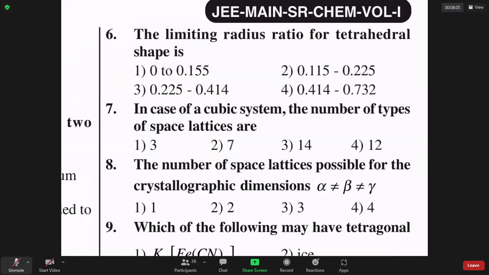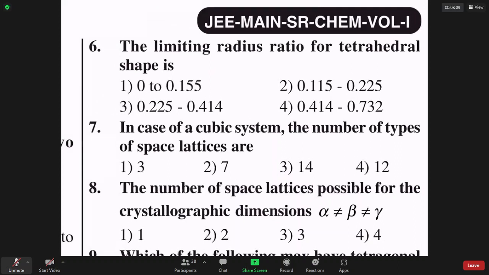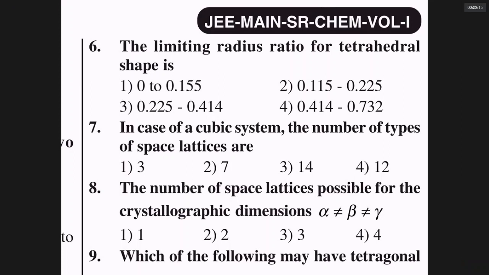What is the limiting radius ratio for a tetrahedral void? What is R plus by R minus for a tetrahedral void? It is between 0.414 to 0.732. This I will prove using trigonometry in the video which I am going to send. Actually, this is not there in the NCERT. But I would say that for an octahedral void, the limiting radius is more than this. You can see the answer for this.